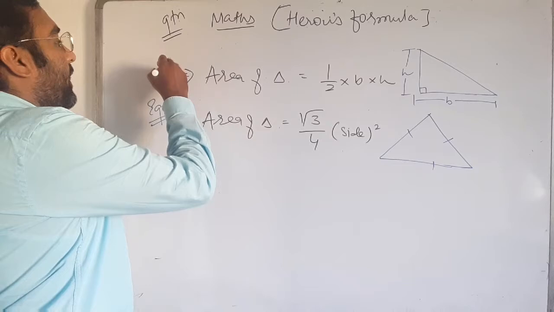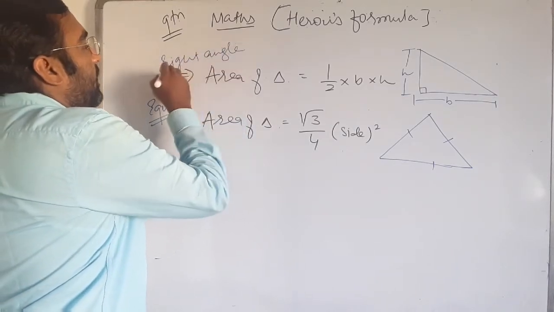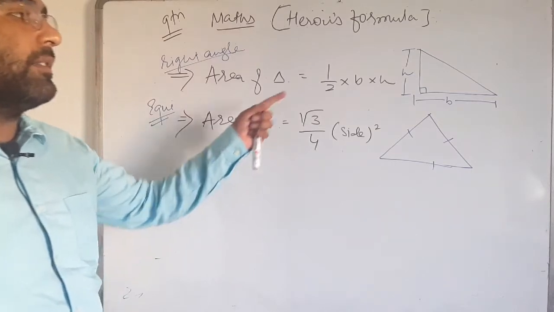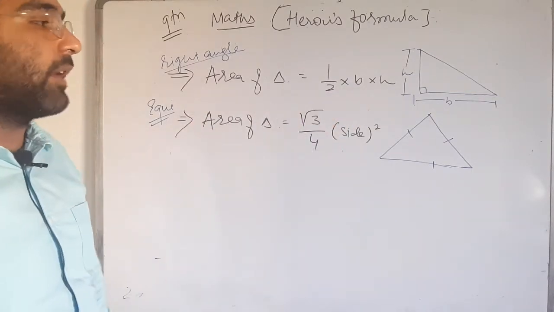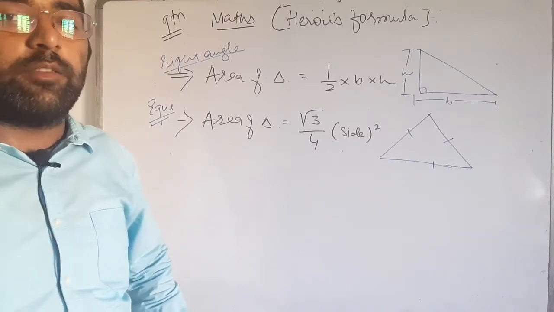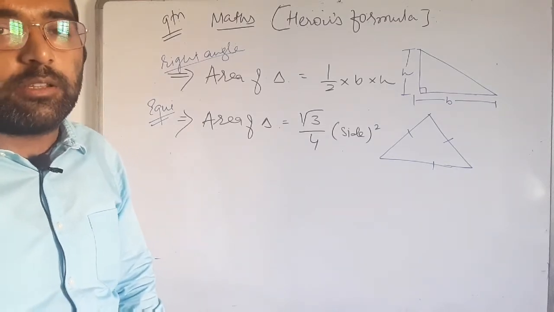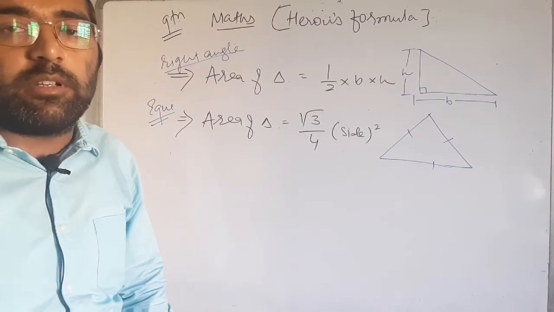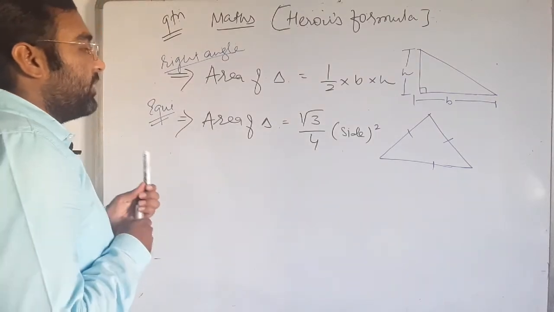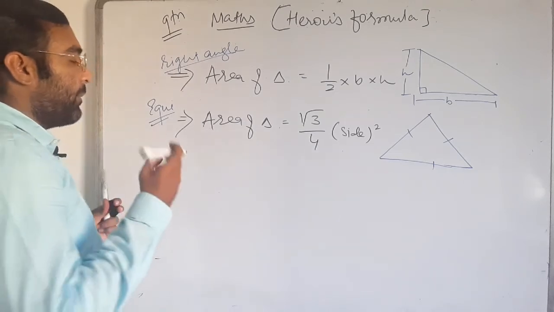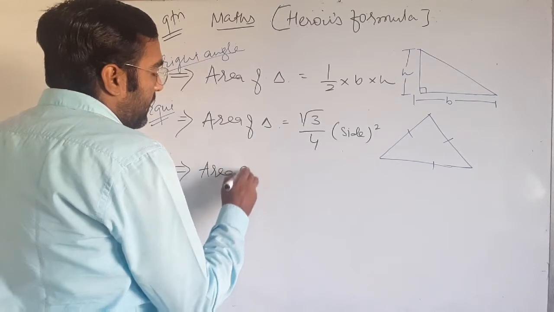And for the right angle triangle, we take the area of the triangle as half base into height. But if it is not an equilateral triangle or a right angle triangle, assume that there is a scalene triangle, in which all sides of the triangle are different. So for that, which formula for the area do we have to use?